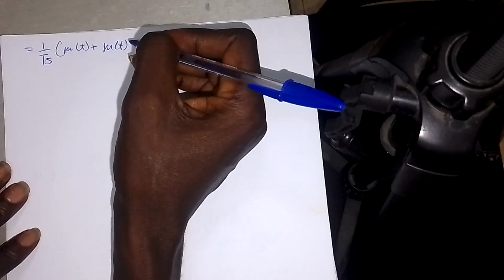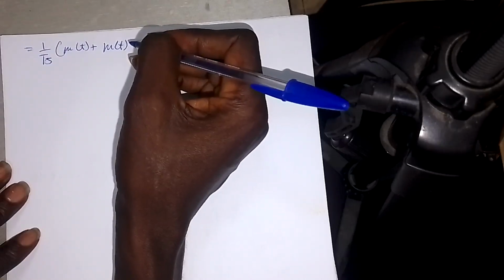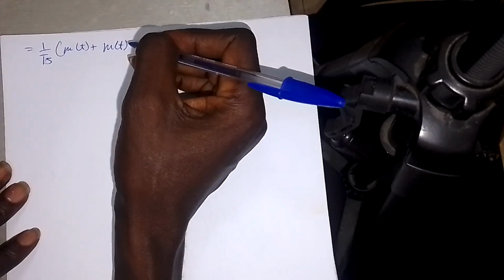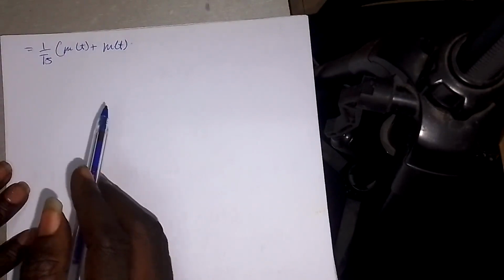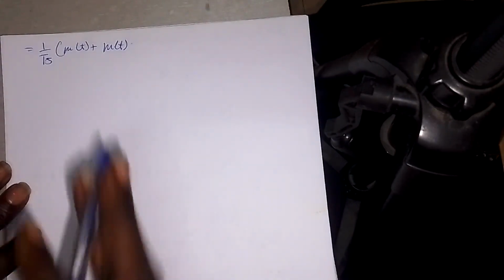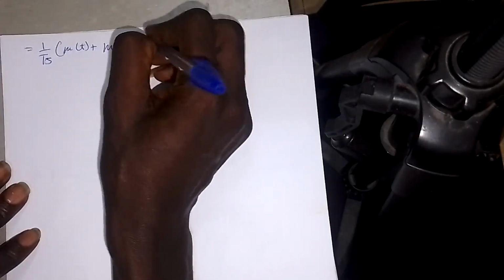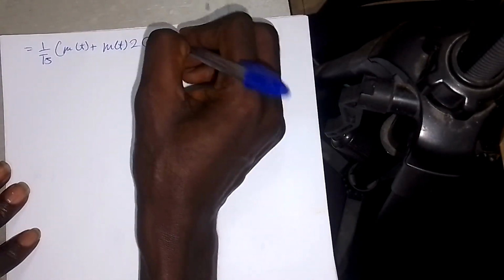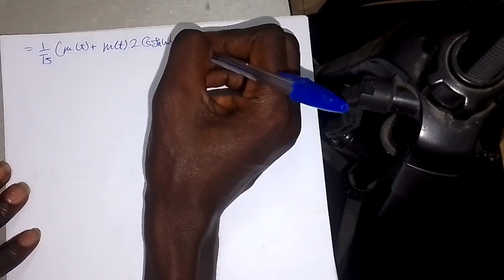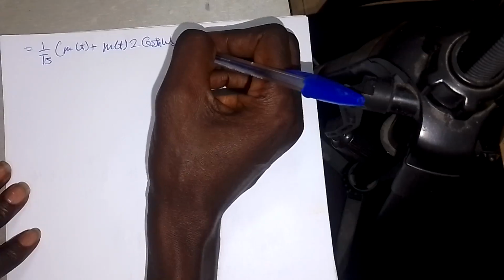You're going to get m of t into cos. If n is 1, m of t into cos 2... So I'll get m of t into 2 cos n omega naught t. Yeah, that's what I'll get.